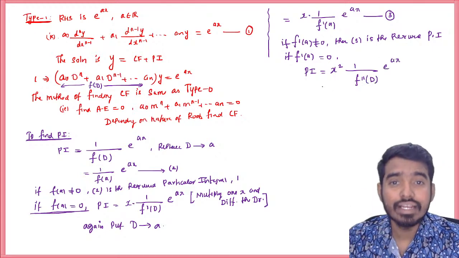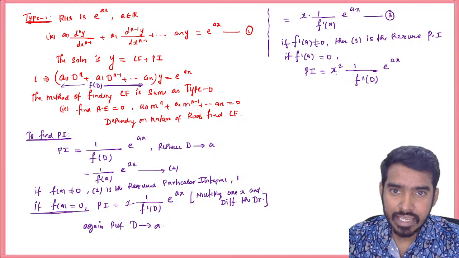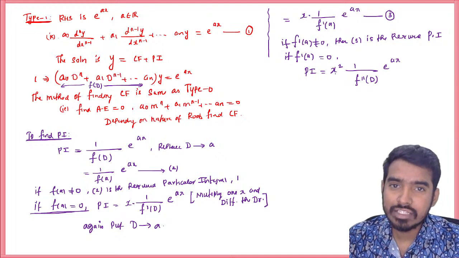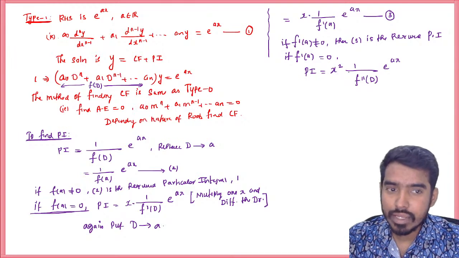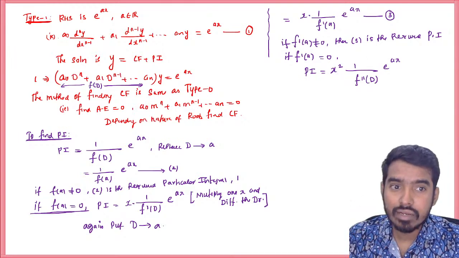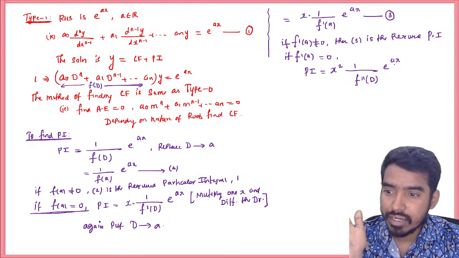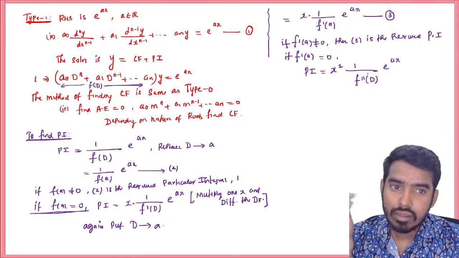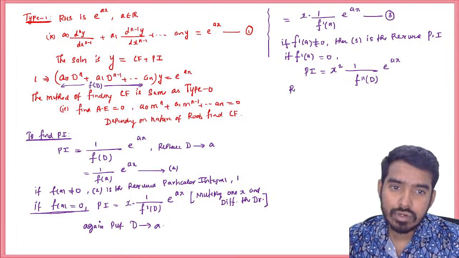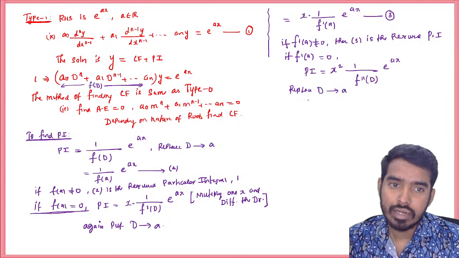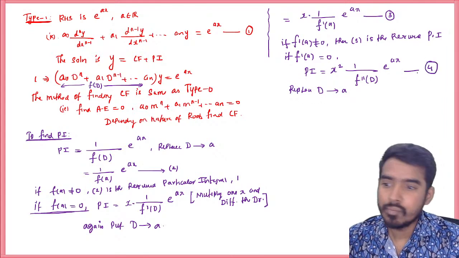You again differentiate the denominator. You multiply by x again, already we have x, so we will have x square, and differentiate the denominator once again. Remember, you should not touch this part, only the denominator is being differentiated. Now again, replace d equal to a. Let us call this equation number 4.